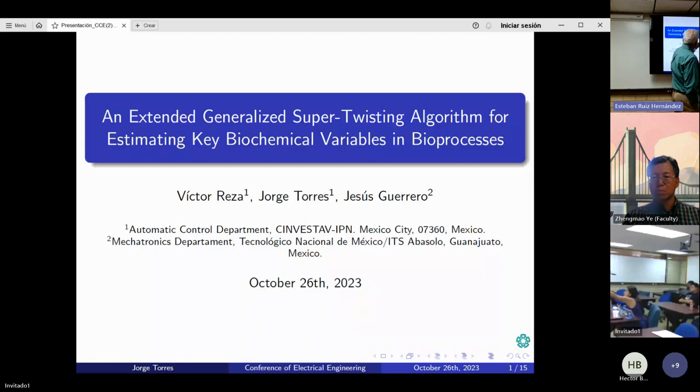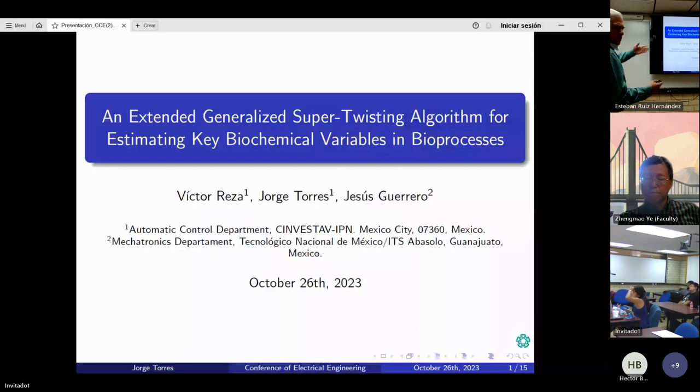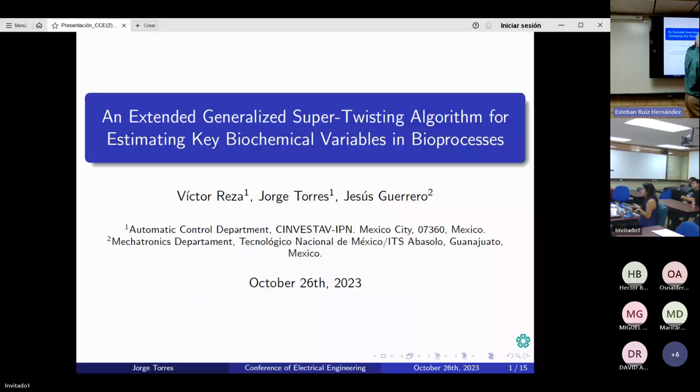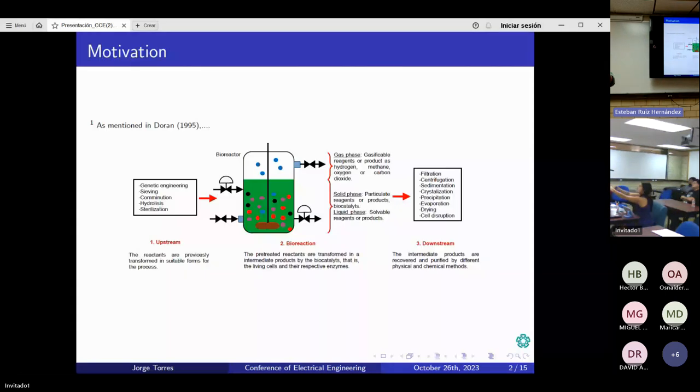We'll talk about estimation of bioprocesses by a very popular scheme in control. The name is the Super Twisting Algorithm. We use a generalized version, and we will extend it in order to apply this method to bioprocesses. Okay, motivation.